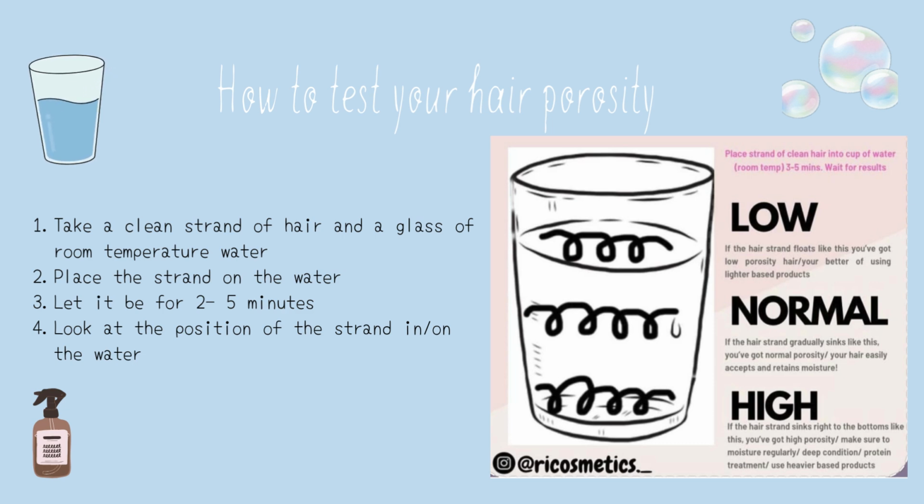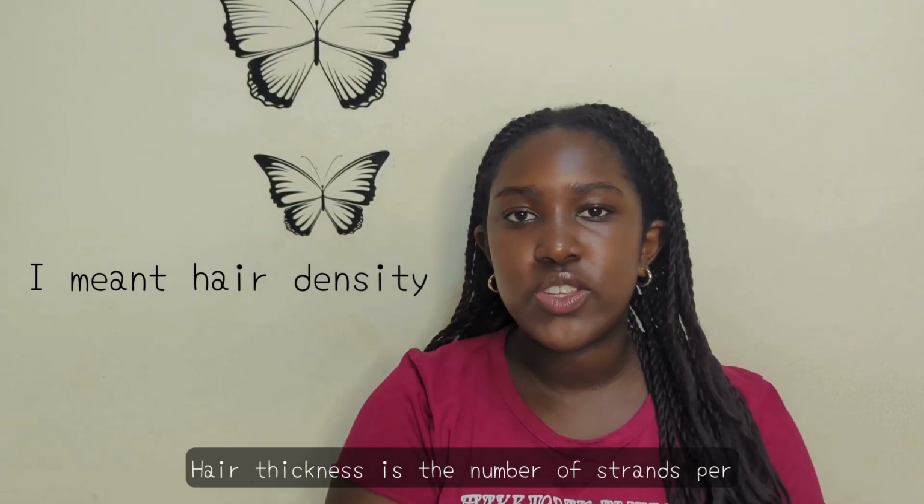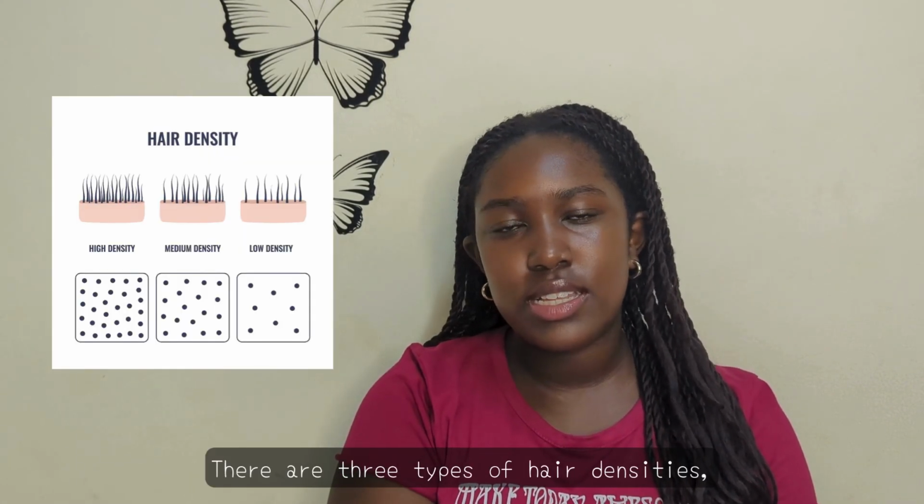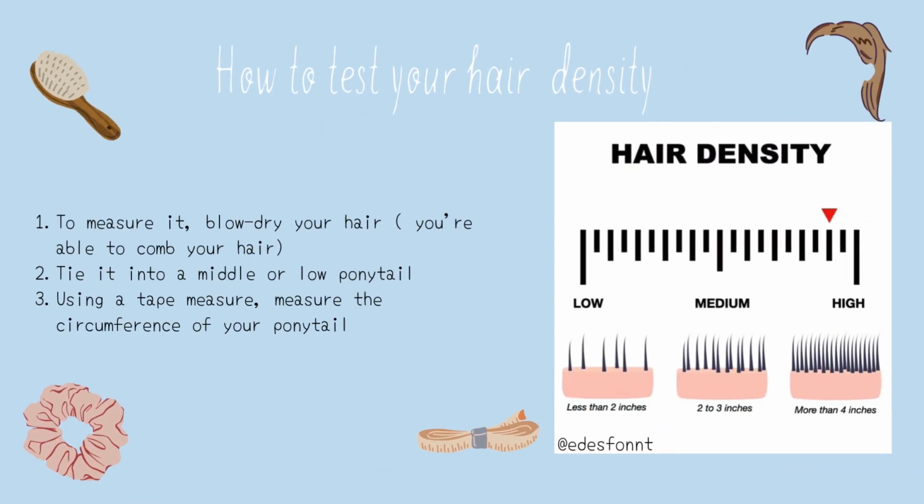Hair density is the number of strands per square centimeter. There are three types of hair density: low, medium, and high. To test your hair density, have blow-dried hair and make sure your comb can easily pass through. Then tie it into a middle or low ponytail. Then take a tape measure and measure the circumference of the ponytail.